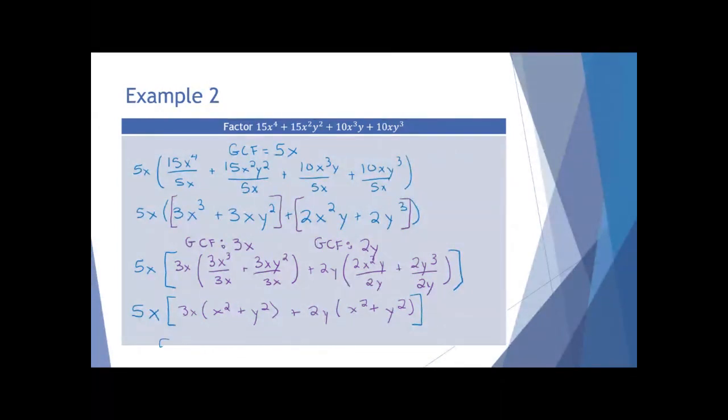So how this works is my 5x is in front. And now I can ignore all the brackets. And I'm going to take the first set, which is going to be what matches inside the parentheses. That's the x squared plus y squared. And then the second set, which is what's in front, the greatest common factors. So that's 3x plus 2y. And then that's my final answer here. So that initial greatest common factor that I had to factor out at the very beginning just kind of follows the steps all the way down until it's all the way in the front.